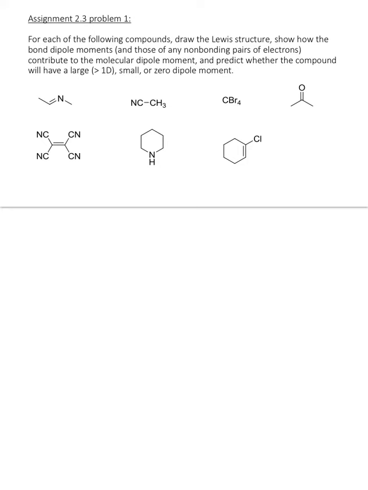Okay, we're on the last problem assignment, 2.3. Problem 1. For each of the following compounds, draw the Lewis structure, show how the bond dipole moments and those of any non-bonding pairs of electrons contribute to the molecular dipole, and predict whether the compound will have a large, small, or zero dipole moment. For your quizzes and exams, you can either predict that it has large or zero, or you could just say a dipole moment, because you're not going to know the magnitude.